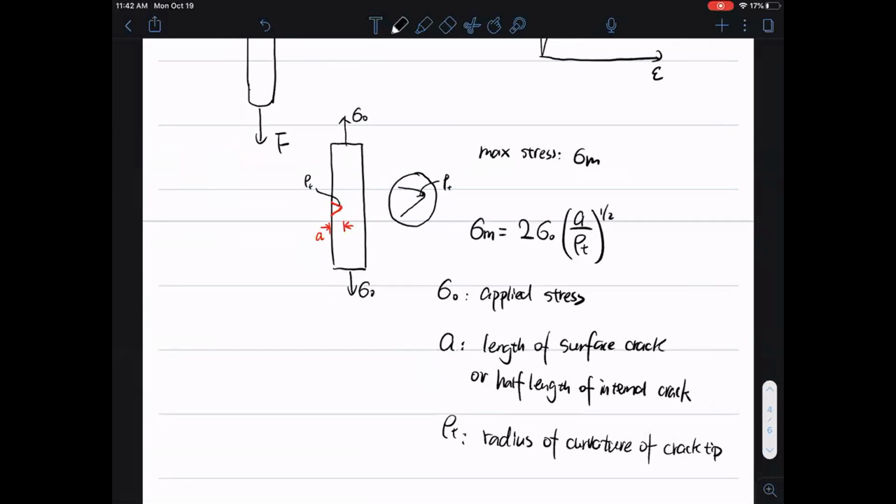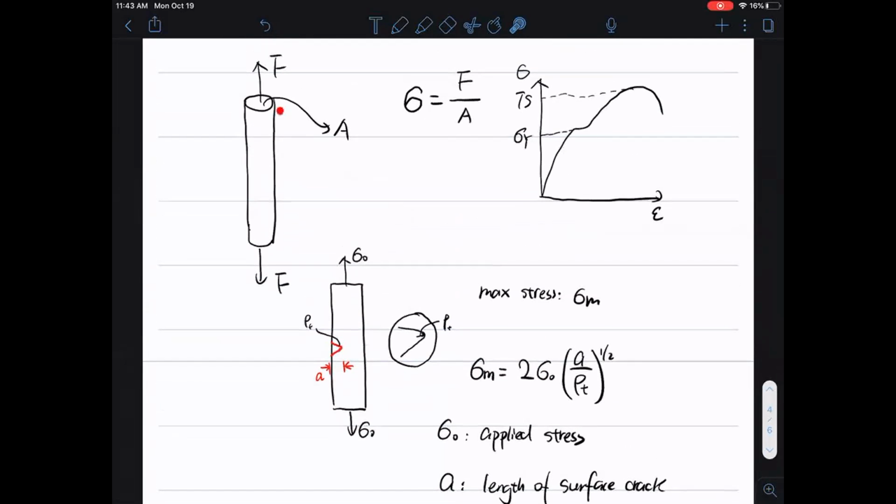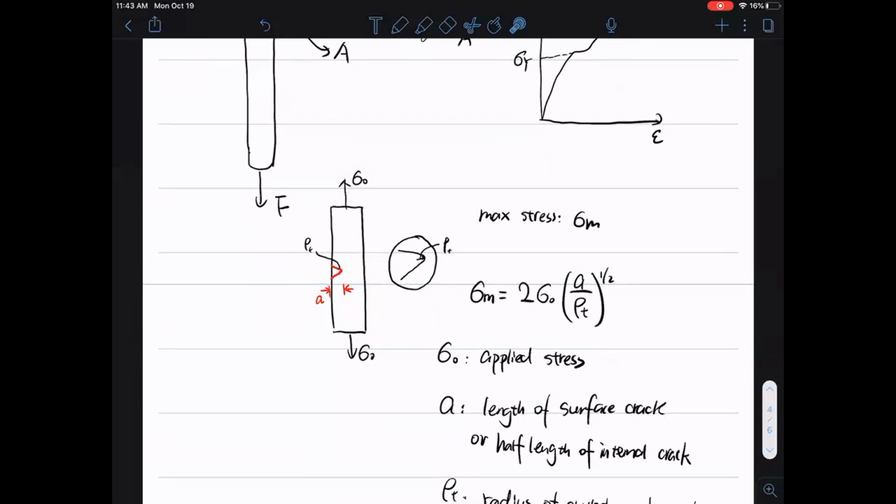Okay. So now I want you to look at that equation we have. What is the relation? Which is going to be larger? Sigma m going to be larger, or sigma naught going to be larger? What's the relationship between them? So this sigma naught here can be calculated by what we did here, by using force divided by the cross-sectional area. But the sigma m is where the maximum stress concentration is going to be around that crack.